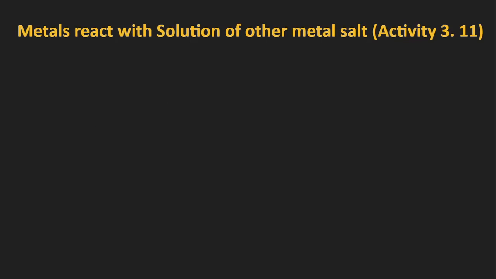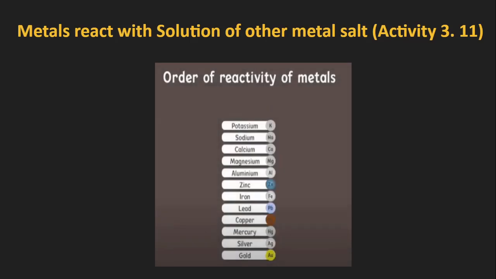Our aim in this video is to find out the order of reactivity of metals. On your screen you can see the order of reactivity of metals: potassium, sodium, calcium, magnesium, aluminum, zinc, iron, lead, copper, mercury, silver and gold. This is the order of reactivity. This is the decreasing order. Potassium is more reactive than sodium, calcium, magnesium, up to gold, and gold is less reactive than potassium, sodium, calcium, magnesium, aluminum. So this is the decreasing order of reactivity of metals.